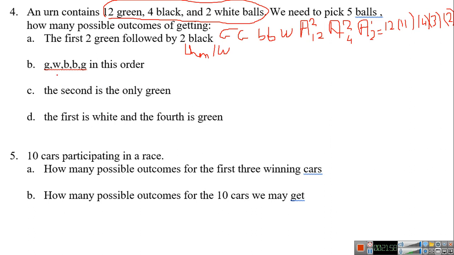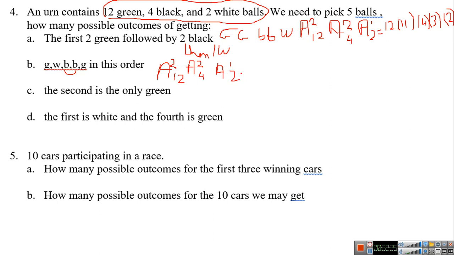I want green, white, black, black, green. So order is important, so it's an arrangement. How many green do I have? I have 2, so 2 out of 12. How many black do I have? 2 out of 4. And then 1 white remains, so 1 out of 2.